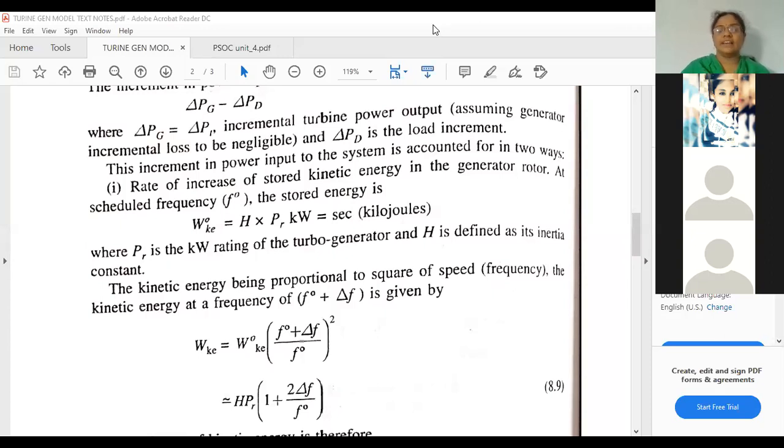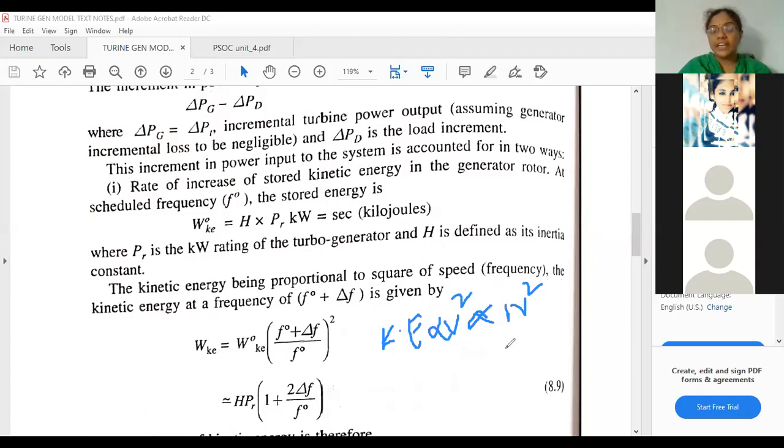See here, whatever the kinetic energy is, that is proportional to speed square, as it is proportional to velocity square. So here kinetic energy is proportional to the velocity square. Velocity is directly proportional to what? Your speed. So whenever it is proportional to velocity square, then it is also proportional to your speed square.